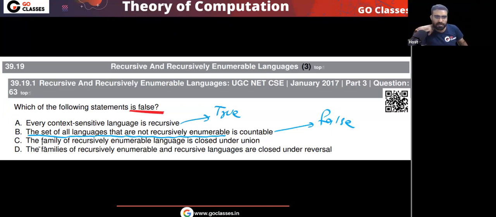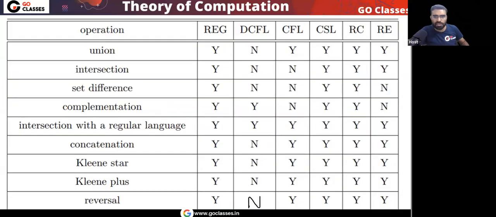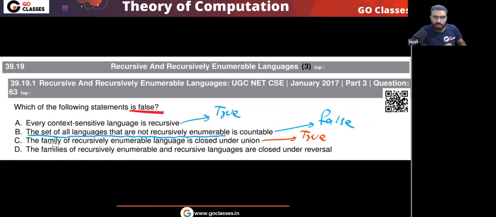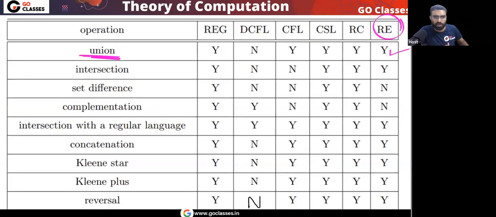What about statement C? The family of RE languages is closed under union. This is true. You can notice RE languages are closed under union. RE union RE will be RE. So this is true. The family of recursive enumerable and recursive languages are closed under reversal. This is also true. Under reversal, RE languages are closed and REC languages are also closed.